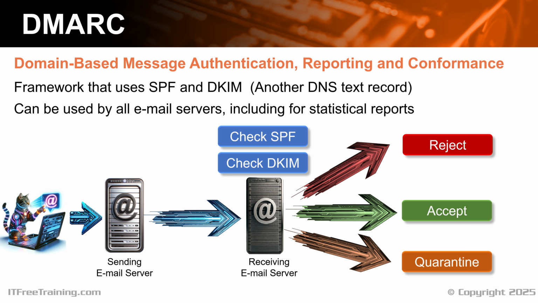DMARC can also be used by all email servers, including for statistical reports. This means that any email servers that support DMARC can use your configuration to decide what to do with the email. For example, if the email is being forwarded by an email server before it reaches your mail server, the email server can check the SPF and DKIM and reject the email before it even gets to you. If an intermediate email server rejects the email, you will never even know that it was rejected. Thus, DMARC can be configured so that the intermediate email server that rejects the mail will send you a report telling you it was rejected.